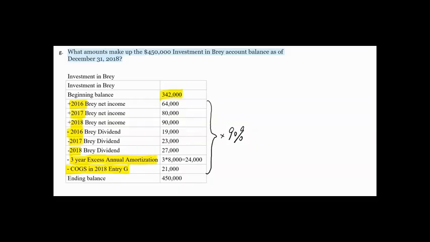After we calculate all those changes related to the investment account, we need to multiply by 90% because the parent only gets 90% controlling interest. So times 90%, and then we can get the ending balance for the investment account of 450,000. Alright, so let's move on to the next question.